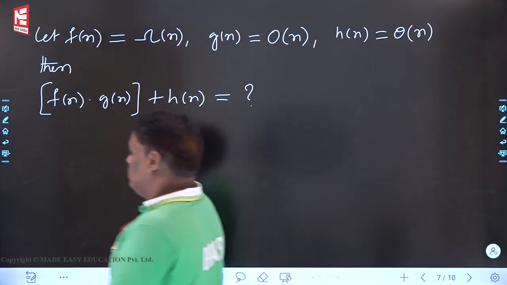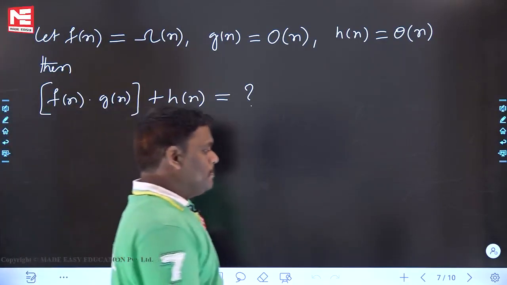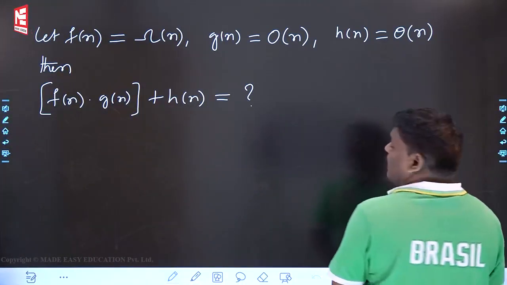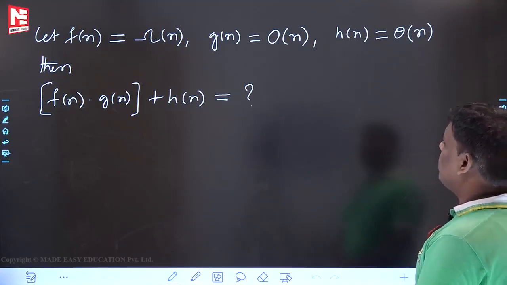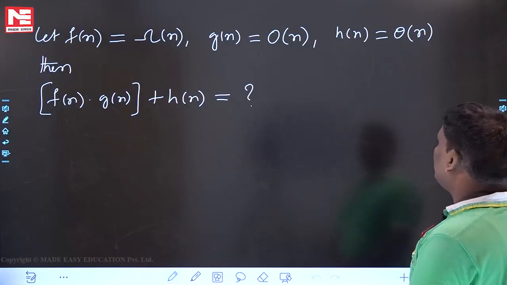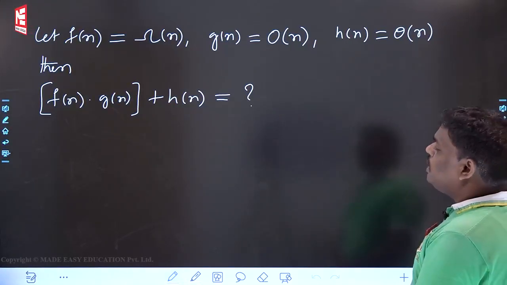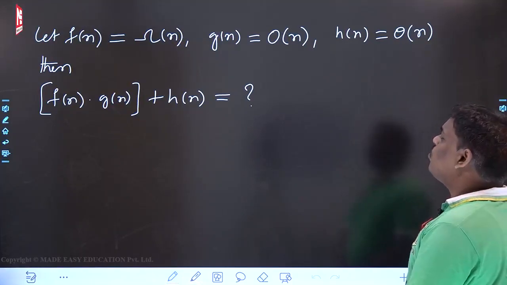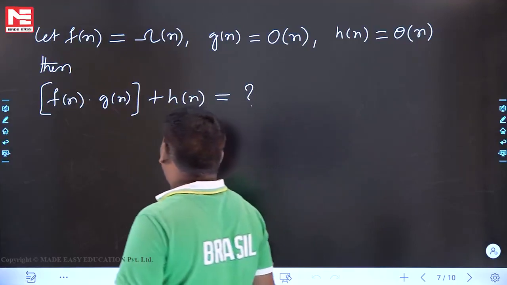See this problem also. Let f of n is equal to omega of n, g of n is equal to big O of n, h of n is equal to theta of n. It is the given data. Then f of n into g of n plus h of n is equal to what? So, this gap you have to fill. So, what is the answer for this?